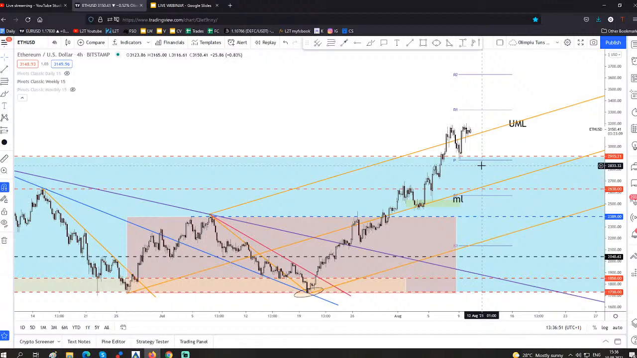And very important, the price of Ethereum has increased by around 85%. An amazing rally here on Ethereum.